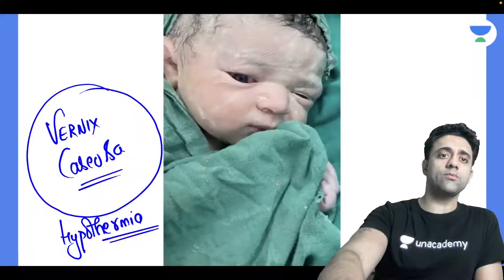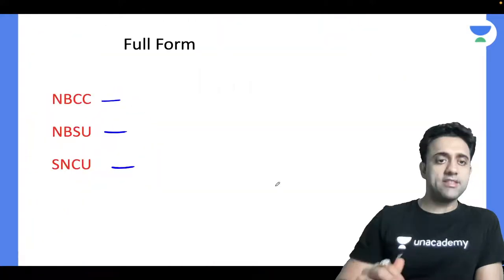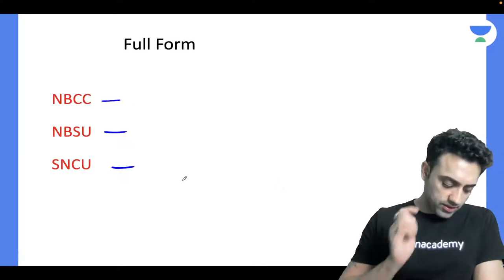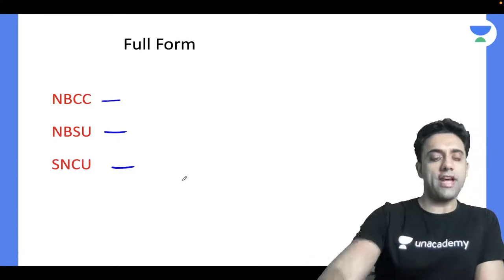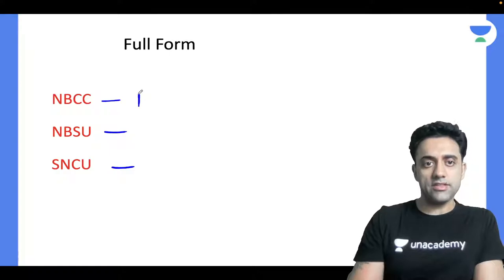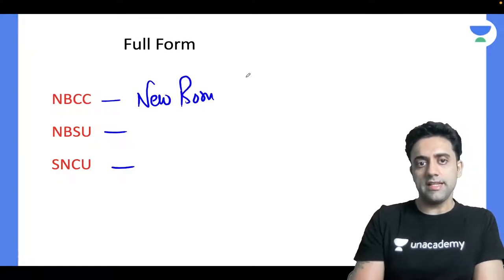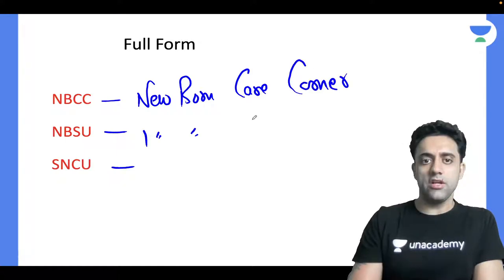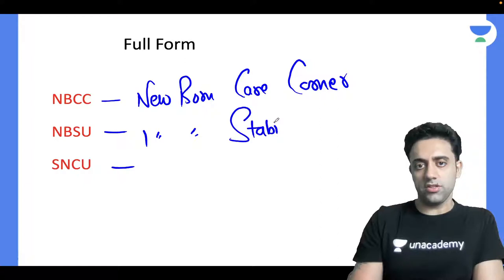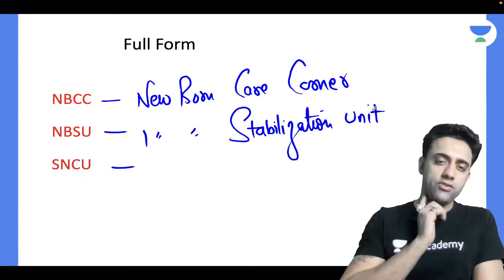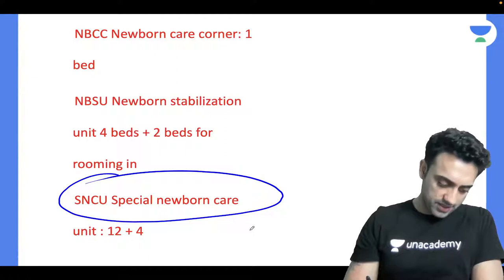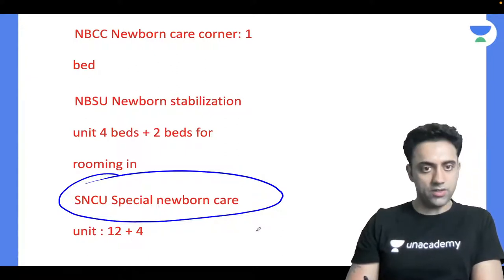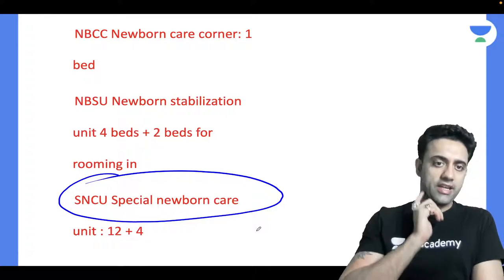Three important things. What is NBCC? What is NBSU? What is SNCU? Yes, exactly. So, Julie, it's not he, it's she, it's a female baby. NBCC is Newborn Care Corner. NBSU is Newborn Stabilization Unit. And SNCU is Special Newborn Care Unit. So Newborn Care Corner, Newborn Stabilization Unit, and SNCU.